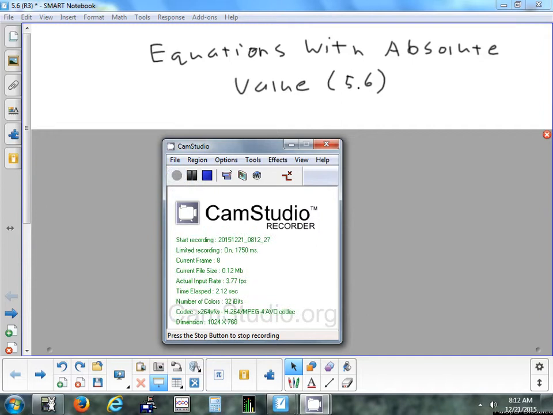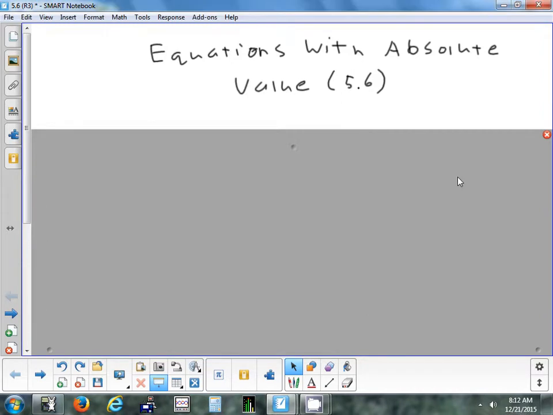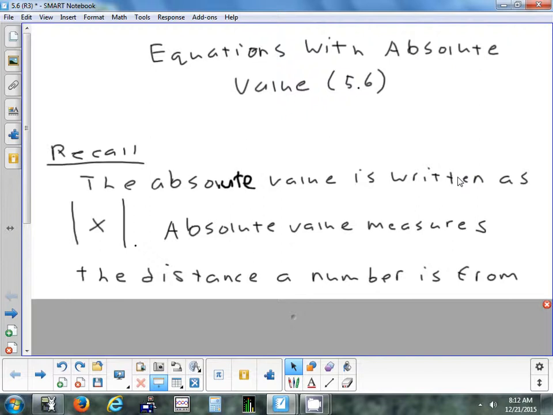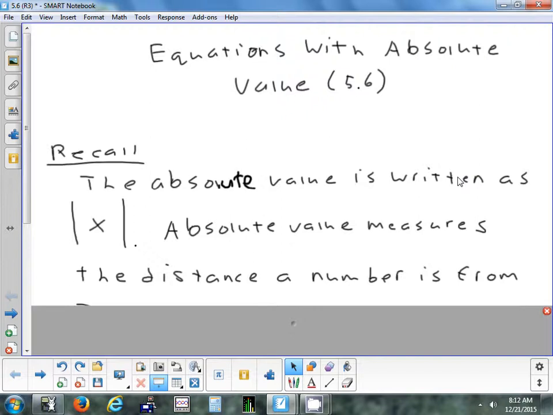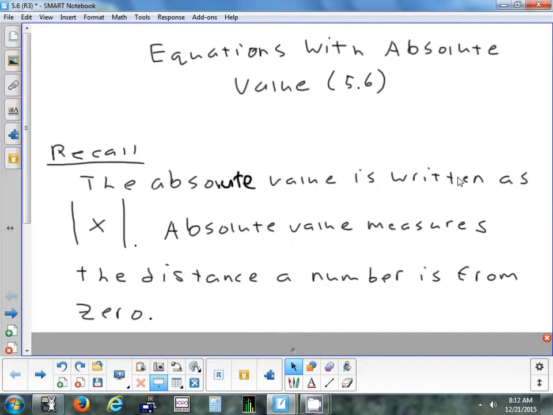All right, so let's look at our section for this week, which is 5.6, solving equations with absolute value. You guys already saw this earlier. I asked you a few questions about absolute value, and I said you can really think of it as it measures the distance from what number? Yeah, from 0. So that's what absolute value is.